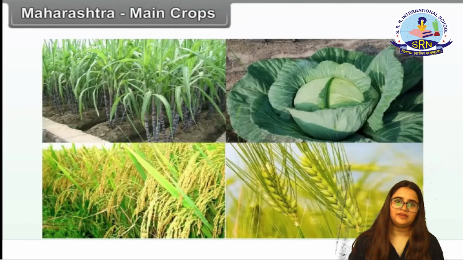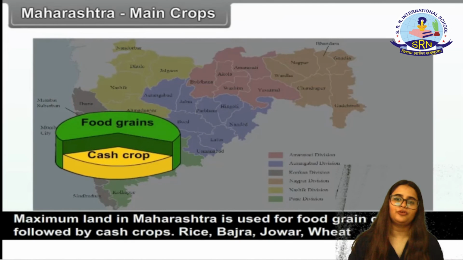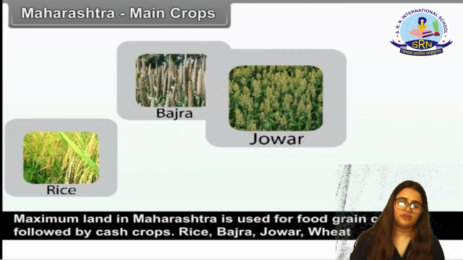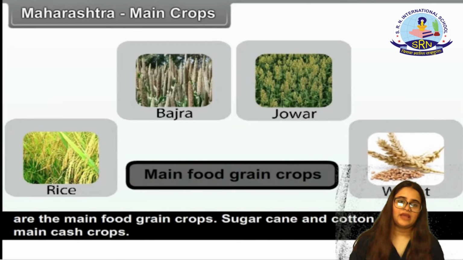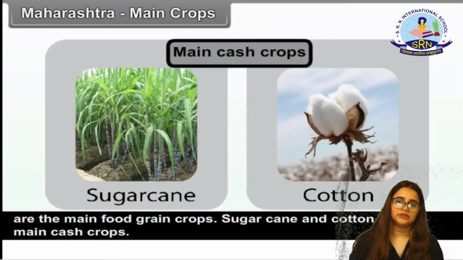Now we are going to discuss some main crops of Maharashtra. Maximum land in Maharashtra is used for food grain crops, followed by cash crops. Rice, bajra, jowar, wheat are the main food grain crops. Sugarcane and cotton are the main cash crops.